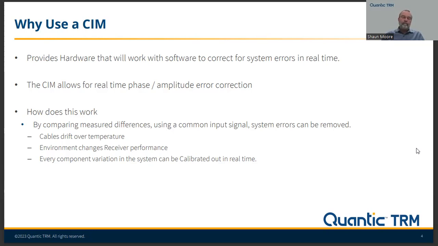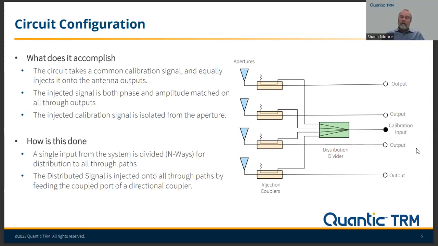Okay, so how exactly are these SIMs configured? At a high level, you see the block diagram on the right-hand side of your screen. What you have is a common signal that comes in, and that's the calibration input, excuse me, on the far right in the middle. That comes in through a signal distribution network or a power divider network. It is then fed into the coupled port of a directional coupler, which takes that energy and injects that signal back onto the through lines, back out the outputs in order for the receiver to be able to receive that signal.